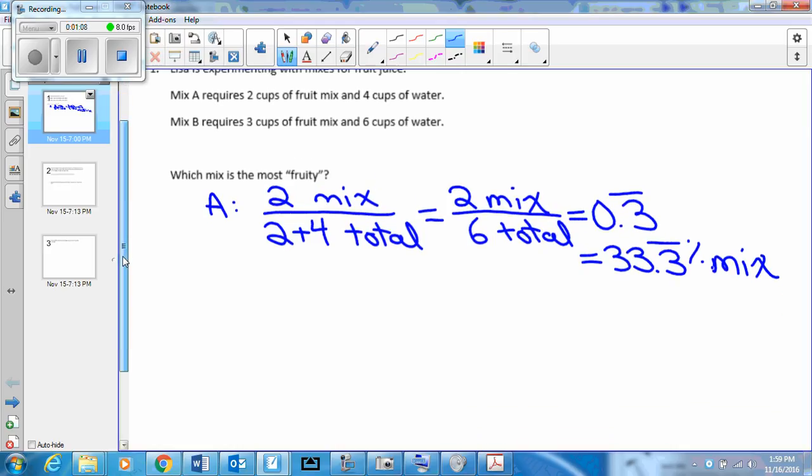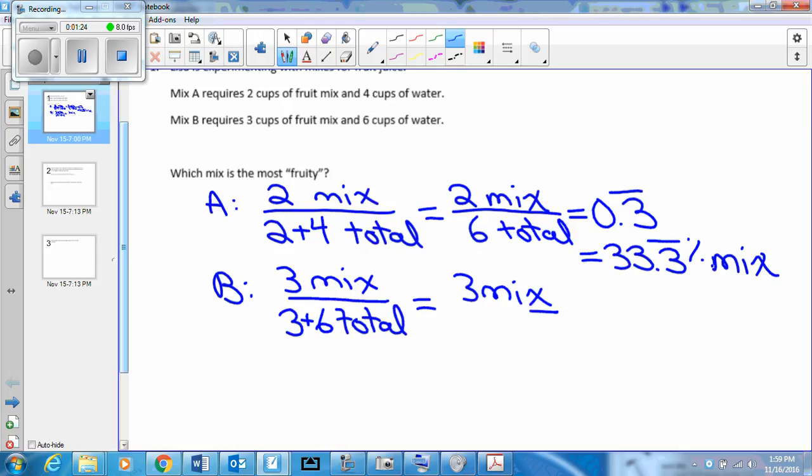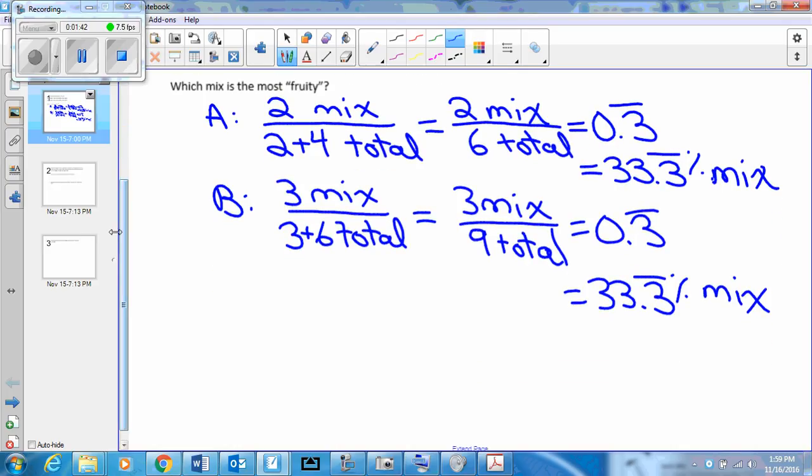Looking at the second mix, mix B, doing the same kind of thing. It's 3 mix to 3 plus 6 total. So that is 3 mix to 9 total. But when I divide that out, I get the same answer. So it would be 33.3 repeating percent mix. So in this case, the mixes are the same in terms of how fruity they are. They're the same.